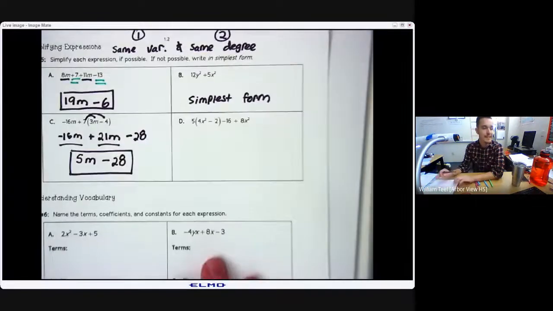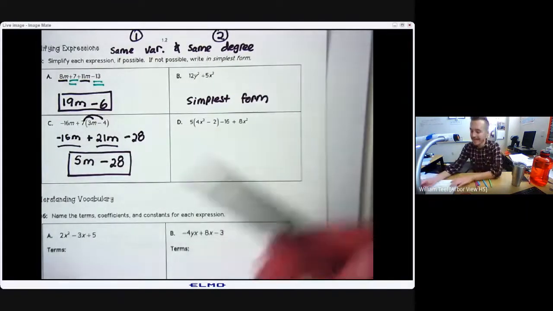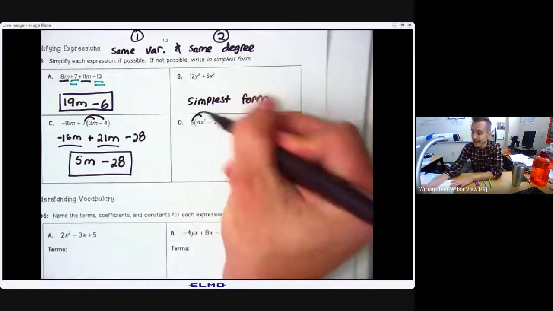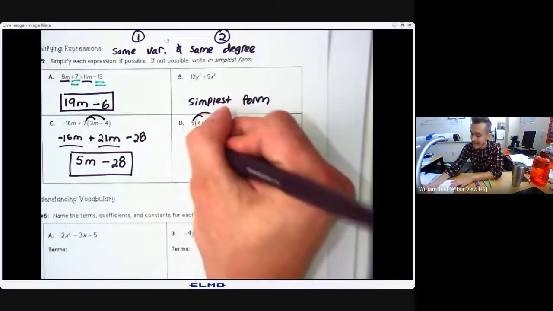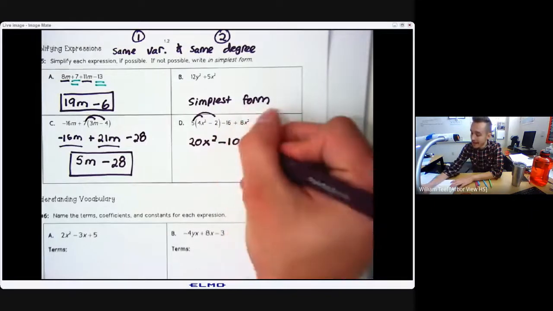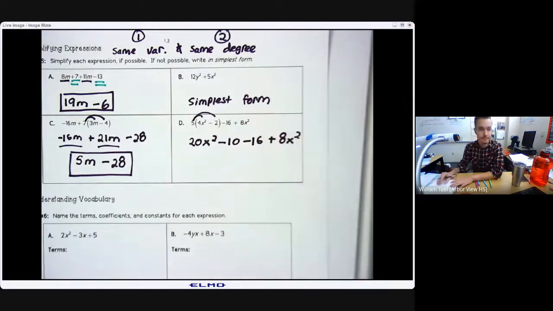All right, last but not least, looking at D, I have 5 times quantity 4x squared minus 2 minus 16 plus 8x squared. I'm going to take this number out here and distribute it into the parentheses. That's the first thing I do. 5 times 4x squared is 20x squared. 5 times negative 2 is negative 10 minus 16 plus 8x squared.